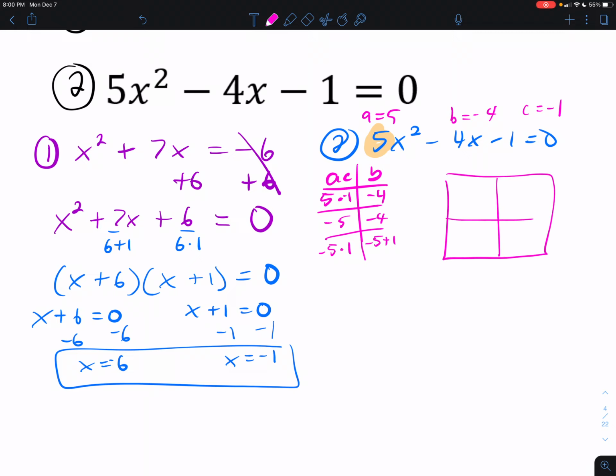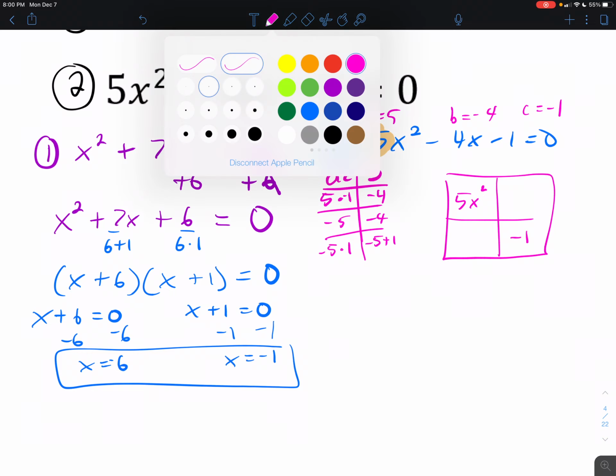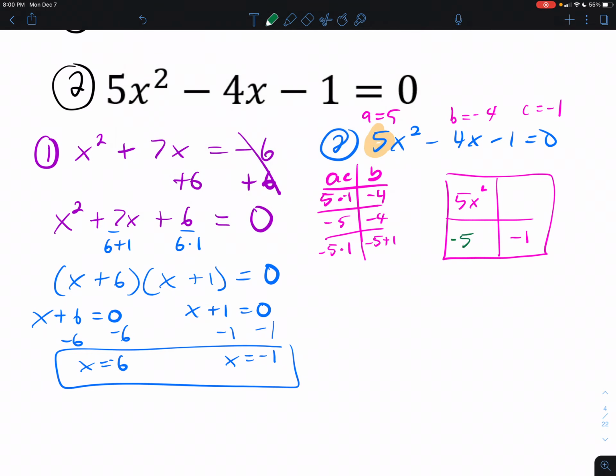Inner box. 5x squared goes here. -1 goes there. And then -5x plus 1x equals our -4x, our B. And then we GCF. These two both have 5 in common, so I'll put 5x here. That means x has to go here. 1 times x gives me x, so this is going to be 1. And on the bottom, -1 times 5x gives us -5x, so this would be -1.